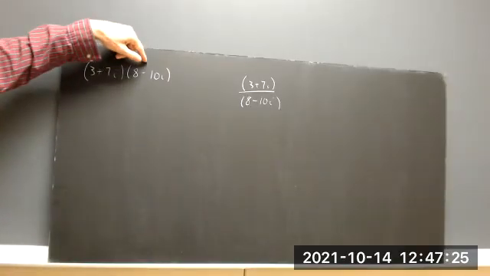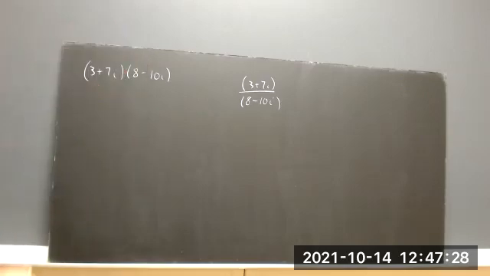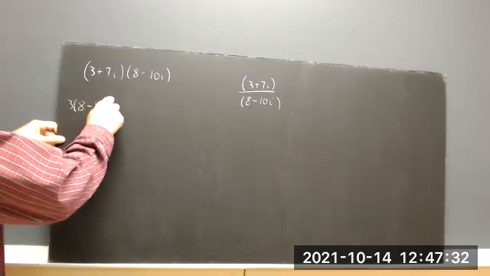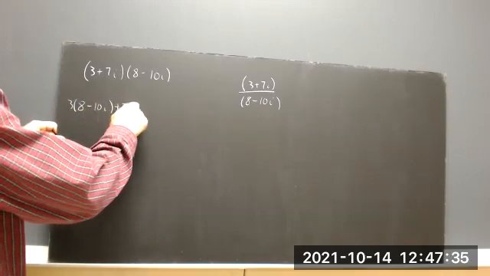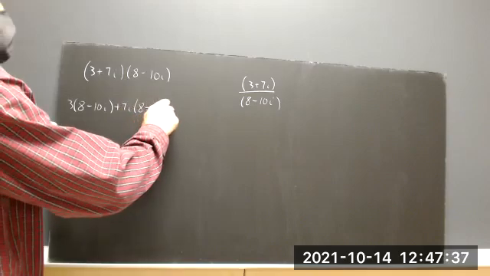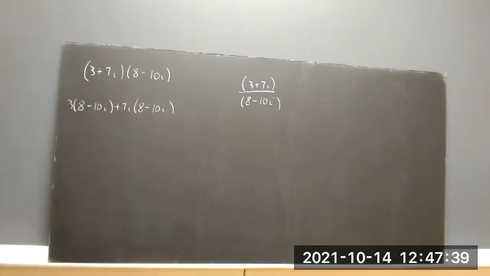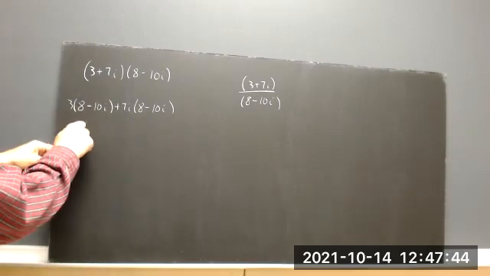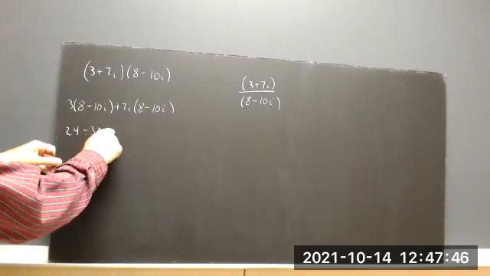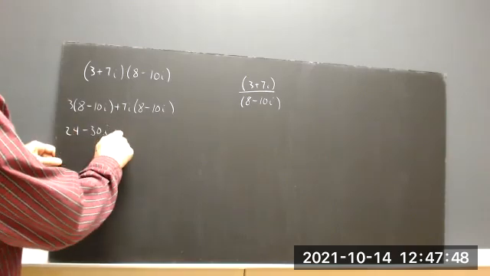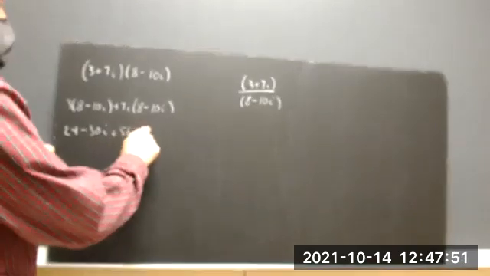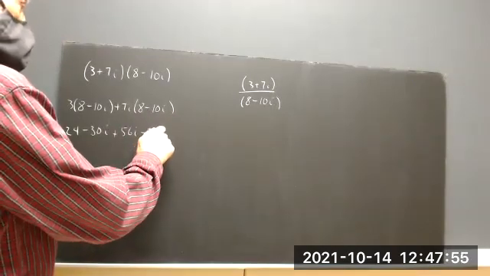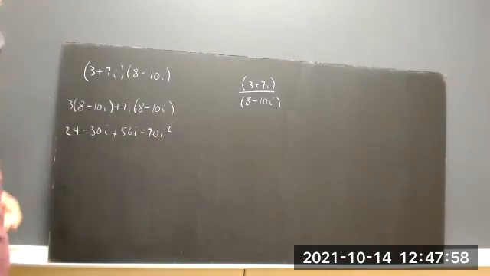Okay, so if we multiply this using the distributive law, we write 3 times (8 minus 10i) plus 7i times (8 minus 10i). That's a step I really want to see. Then we can multiply: 3 times 8 is 24, 3 times negative 10i is negative 30i, 7i times 8 is 56i, and 7i times negative 10i is negative 70i squared.